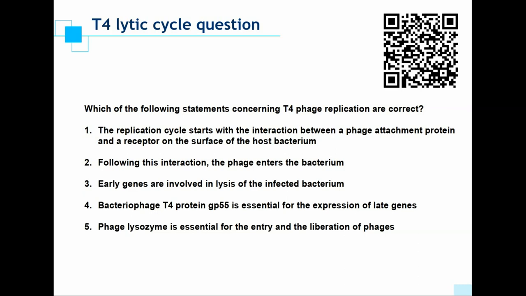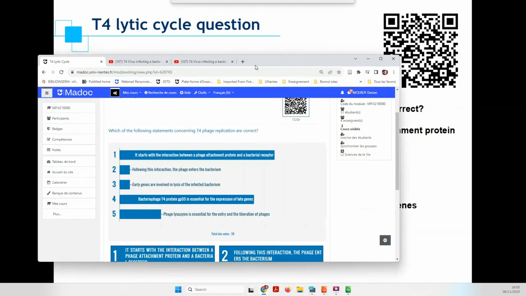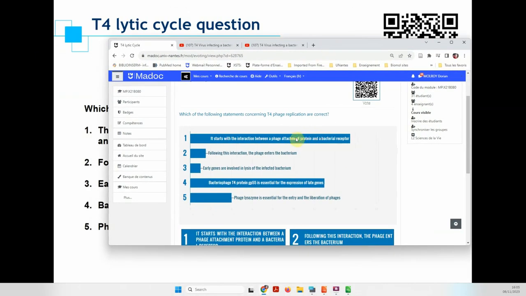Okay, I can see what you've sent in. So mostly good. Okay, 1 starts with the interaction between the attachment protein on the phage and bacterial receptor. Correct, that's true. 2, afterwards, phage enters a bacterium. It's false, right? It's just the DNA, not the whole phage, just the DNA enters. 3, early genes are involved in lysis. No, false, it's late genes.